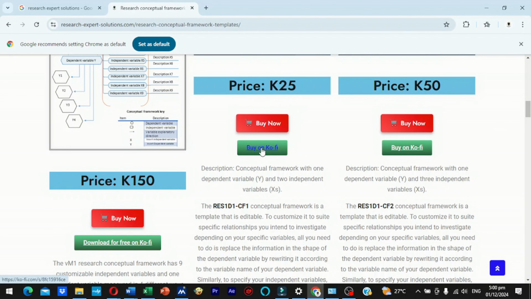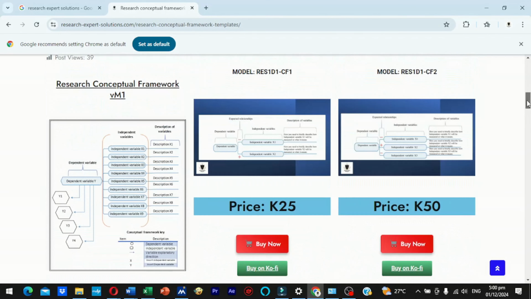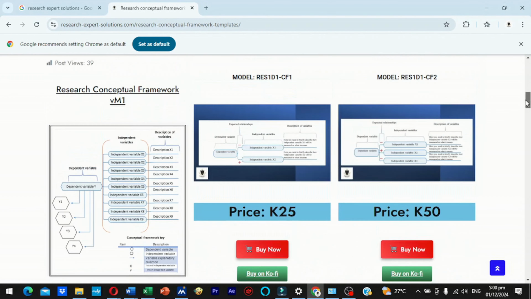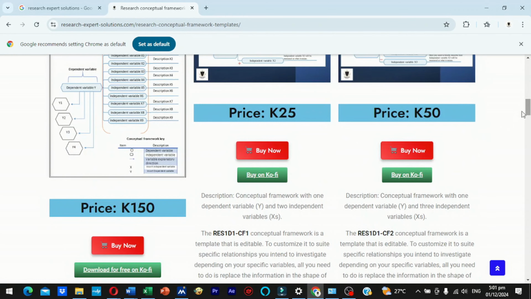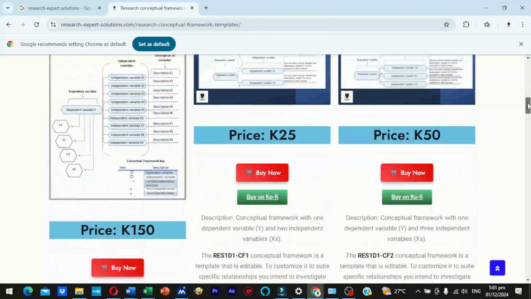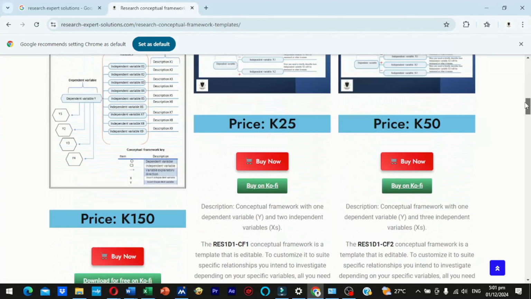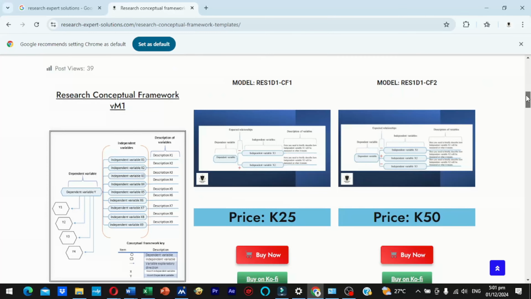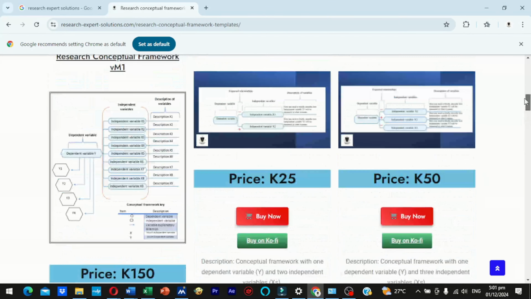The other difference is that if you are buying on Ko-Fi, you won't have direct communication with people at Research Expert Solutions. We won't even know that you bought, right? But if you are buying directly from us, you basically have to communicate with us. It will send us a message and we'll start communicating with you on WhatsApp, to discuss how you prefer to make the payment. And then once the payment is confirmed, the documents will be sent to you via whatever method you want. So this is basically the way it is. If you want to purchase, you just click on that.